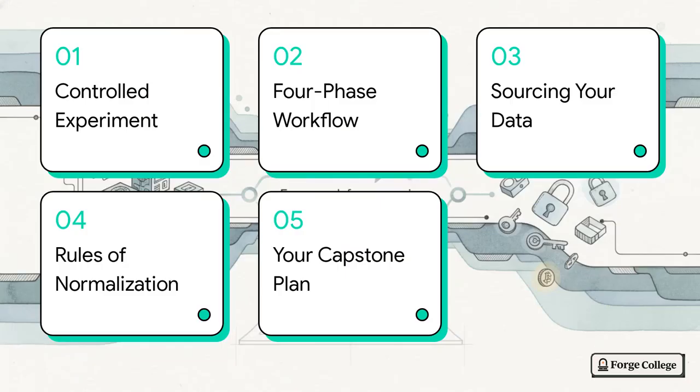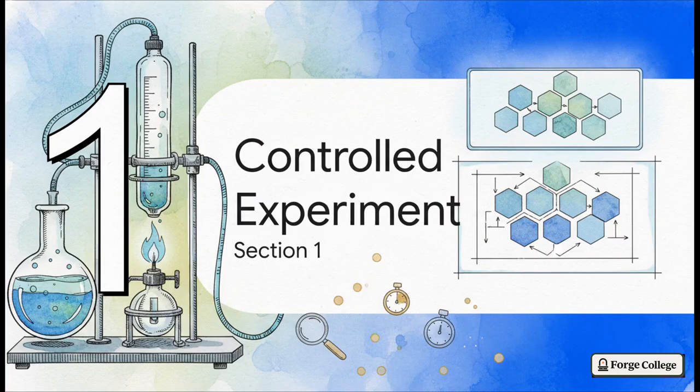All right, here's a quick look at the lab manual for today. We'll kick things off with the controlled experiment, move into the four-phase workflow, cover sourcing your data, hit the rules of normalization, and finally, wrap it up with your capstone plan. Let's jump right into section 1, the controlled experiment.